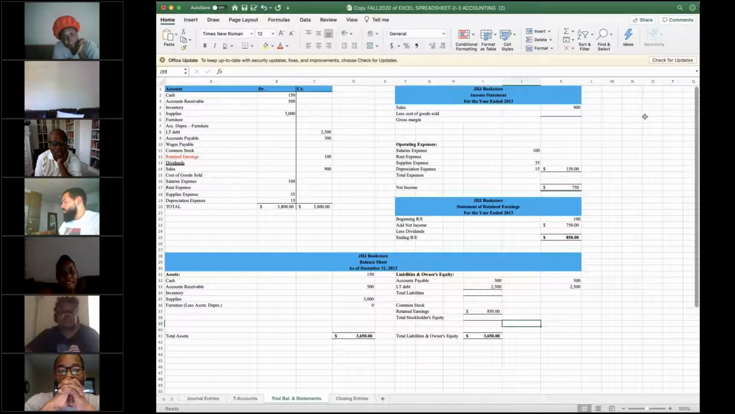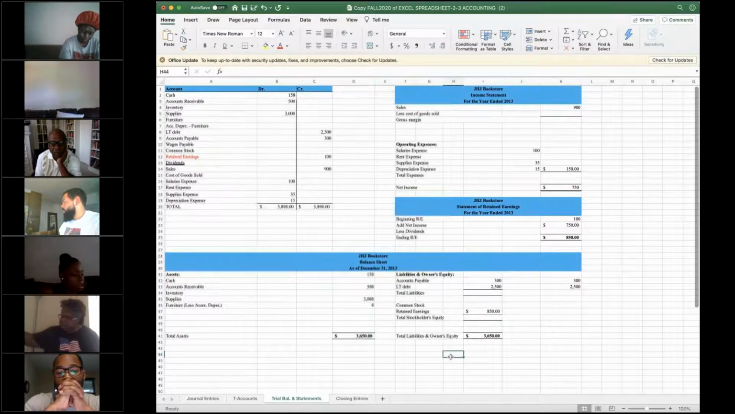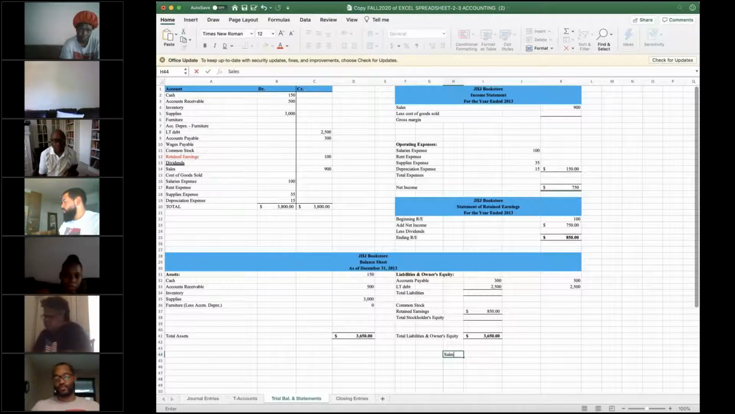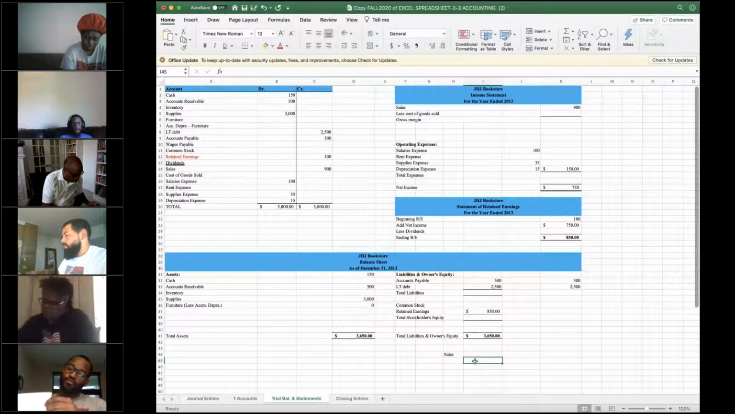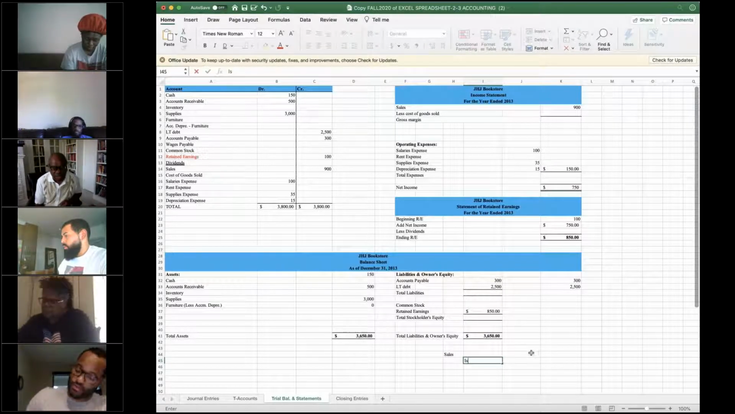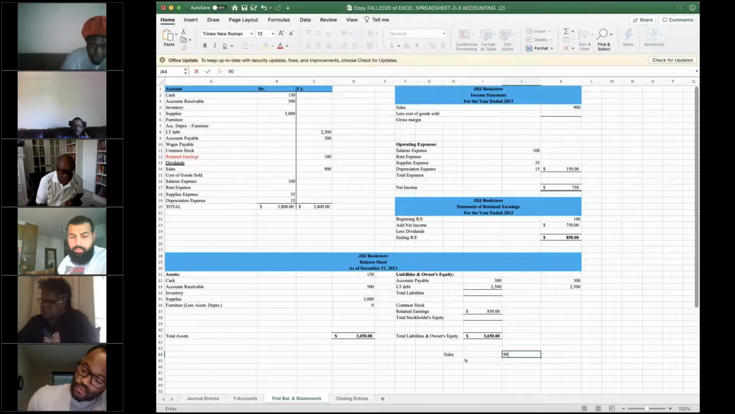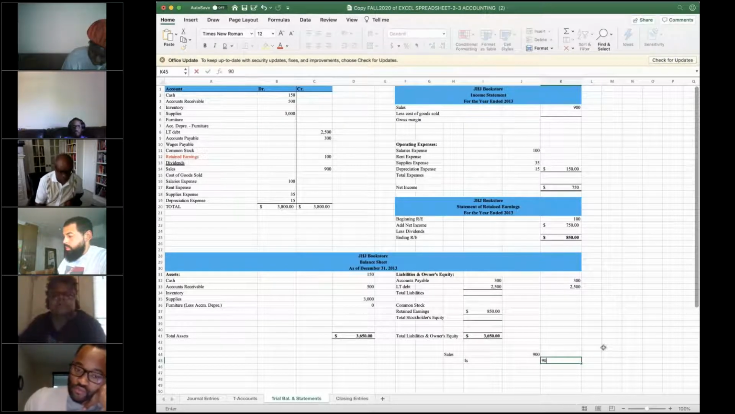In the first closing entry, what we're going to do is debit sales, and we're going to credit income summary. So in closing entry 1, we're closing out the revenue. So that's 900. We've got closing entry 1 done.